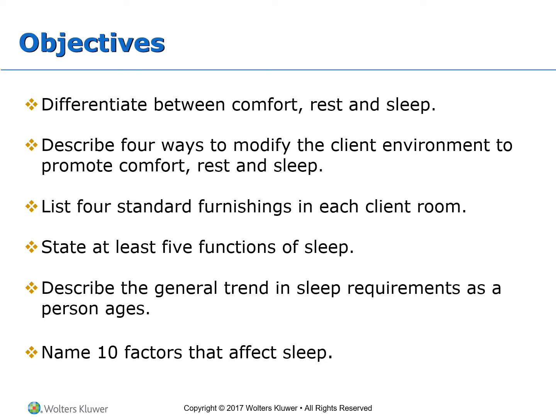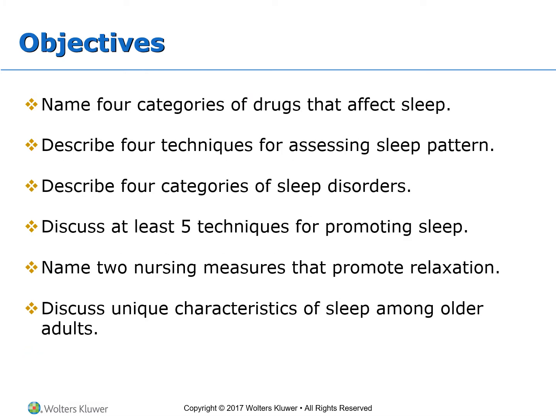List 4 standard furnishings in each client room. State at least 5 functions of sleep. Describe the general trend in sleep requirements as a person ages, and name 10 factors that affect sleep. Name 4 categories of drugs that affect sleep. Describe 4 techniques for assessing sleep patterns.